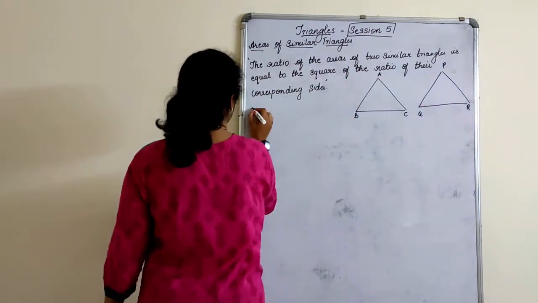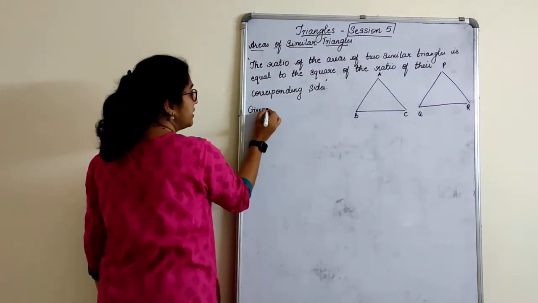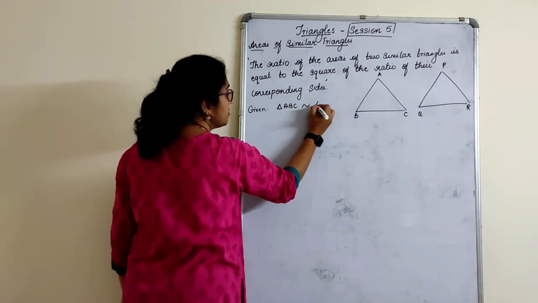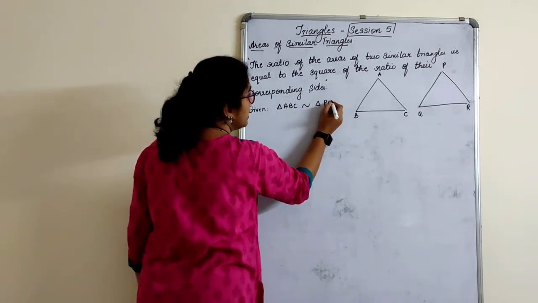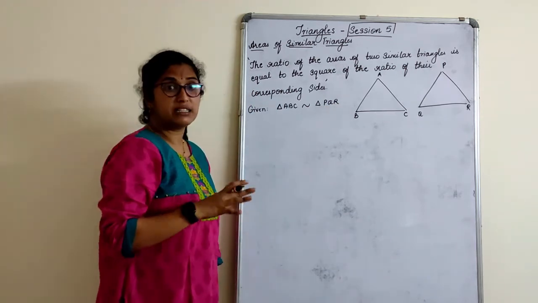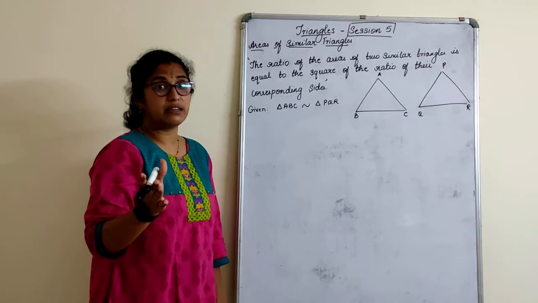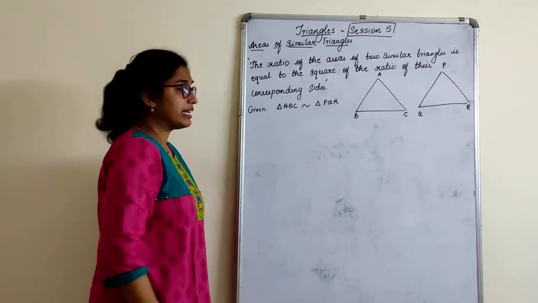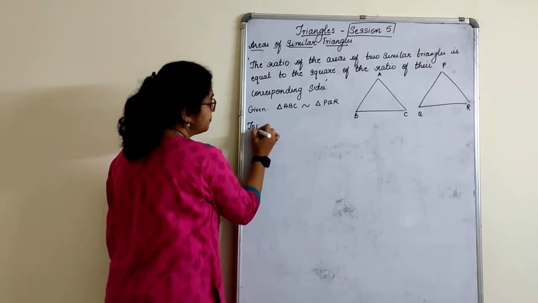We'll consider this as PQR. So what is actually given? Given is triangle ABC is similar to triangle PQR. Since they are similar, we know that the corresponding sides are proportional and the corresponding angles are equal. We can use it wherever we require. What we have to prove?